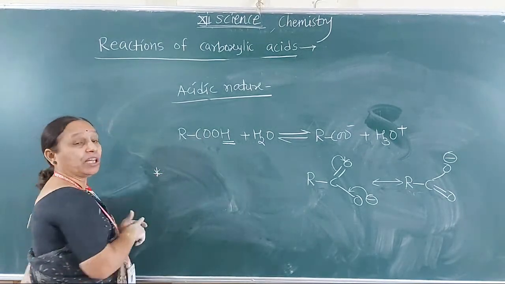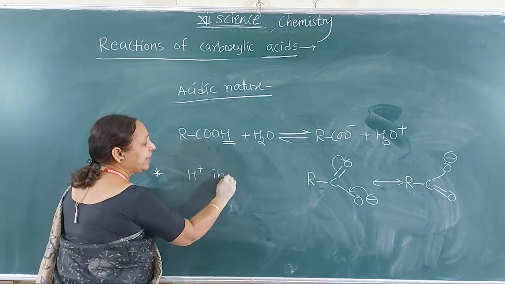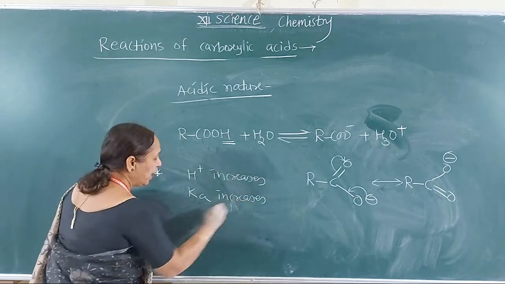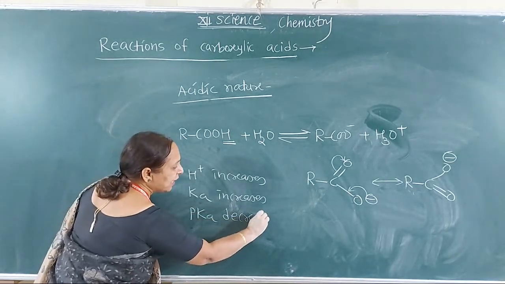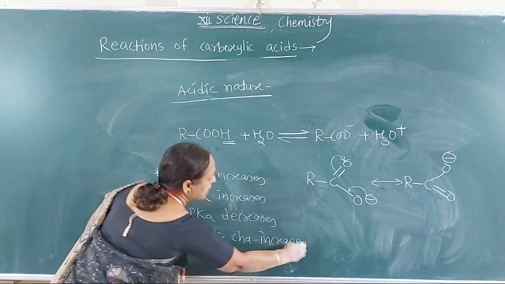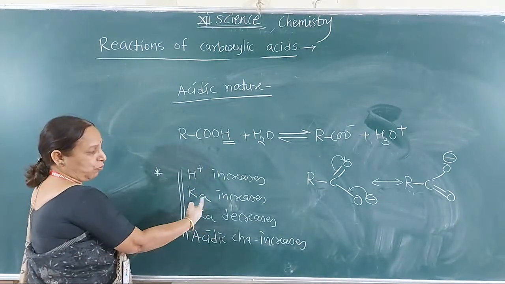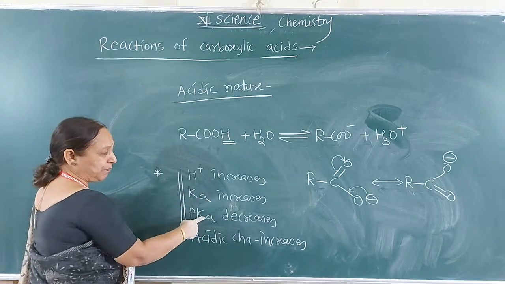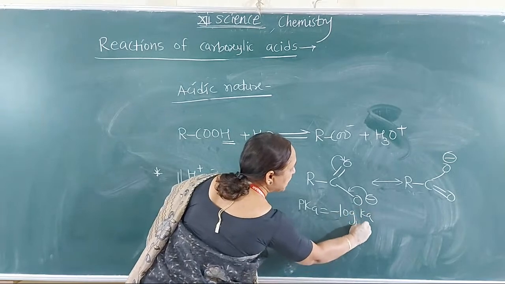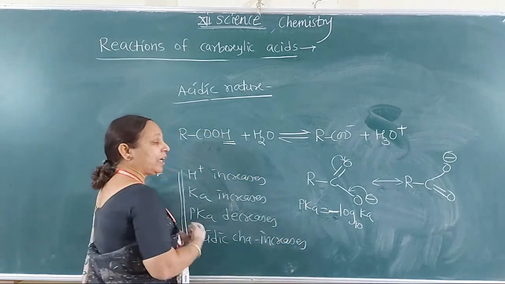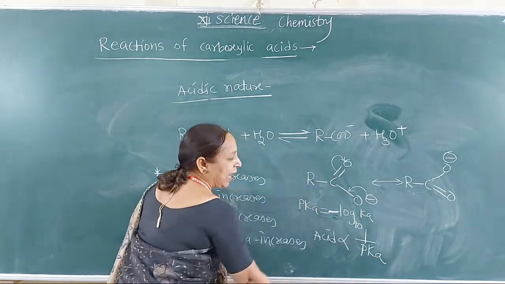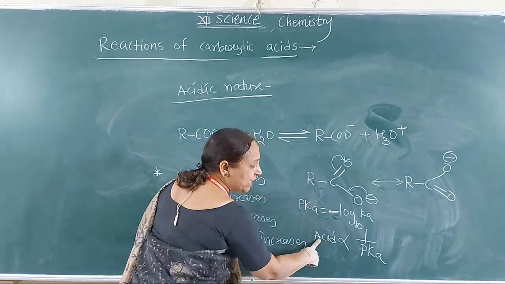Influence of electronic effects on the carboxylic acid. As H plus ions increase, the Ka value, the dissociation constant of acid, increases, then the pKa value decreases, and therefore their acidic character increases. Acidic character increases. You have to remember this. When Ka increases, pKa decreases, how? Because pKa is equal to minus log of Ka to the base 10. This is minus log Ka, and thus acid's strength is inversely proportional to pKa. The lower the value of pKa, the more is the strength of the acid.